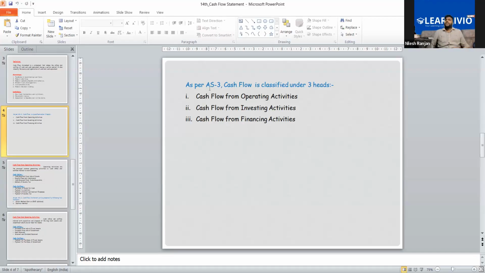Okay, now what is the meaning of operating, investing, financing? Before starting the concept, before starting the solution part, the practical part, you need to understand it properly, because without understanding operating, investing, and financing activities, you're not going to solve any question. You will face many problems while solving. So first we will understand the meaning of these.